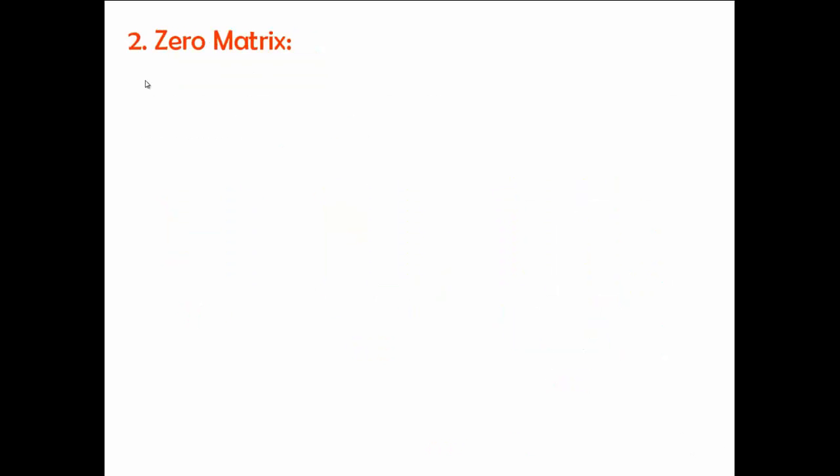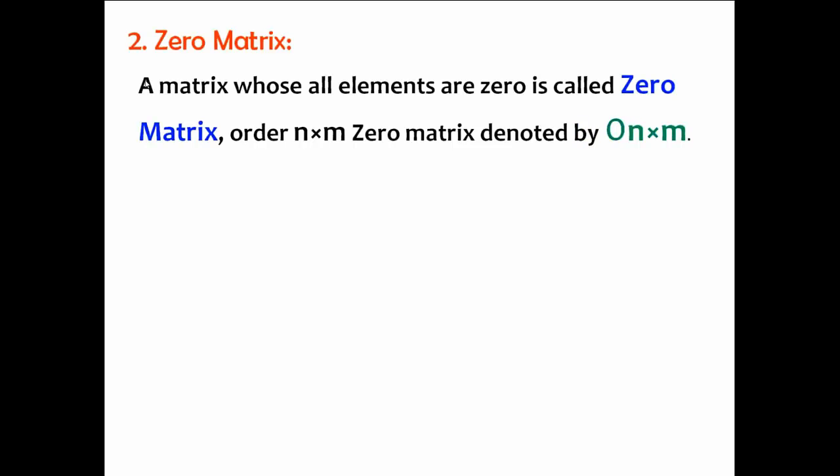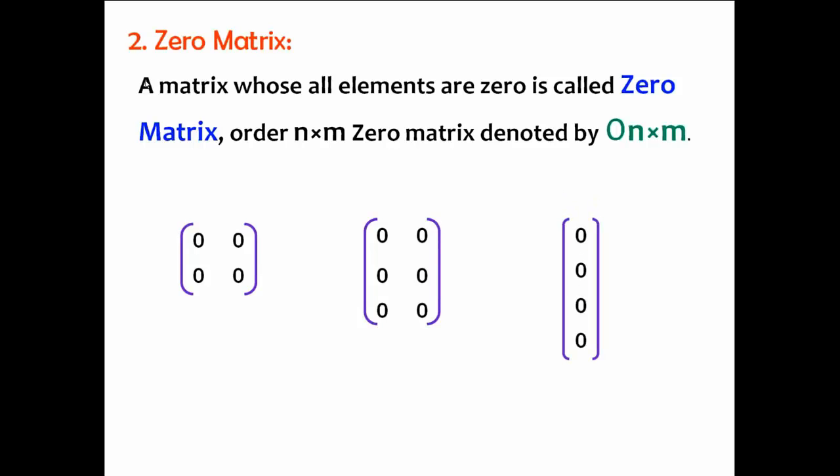2. Zero matrix. A matrix whose elements are all 0 is called a zero matrix, and of order n by m. The zero matrix is denoted by 0 sub n by m. Here again, for better understanding, we have 3 different zero matrices. In the first one we have 2 rows and 2 columns, so it's a 0 sub 2 by 2 matrix.